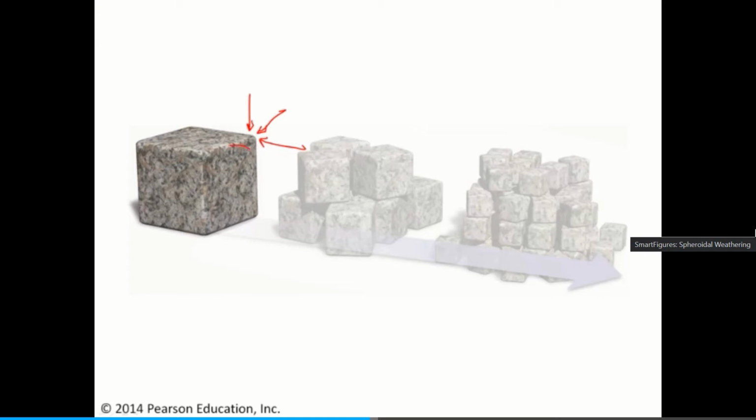So what that means is that the corners are going to tend to wear away faster than the rest of the rock. So we're going to eat away at these corners more rapidly than we would eat away, say, at the middle of these faces.